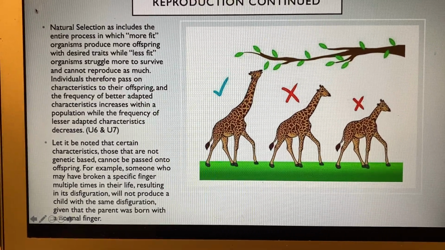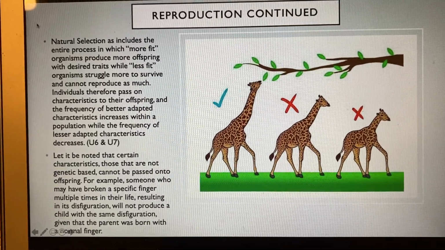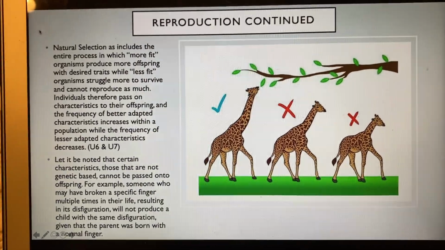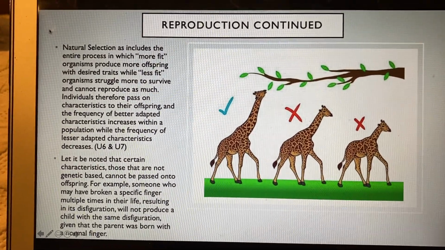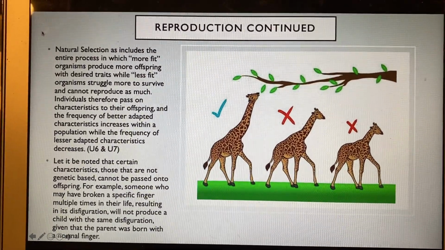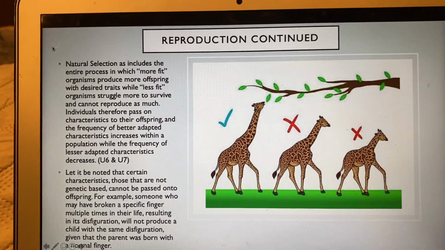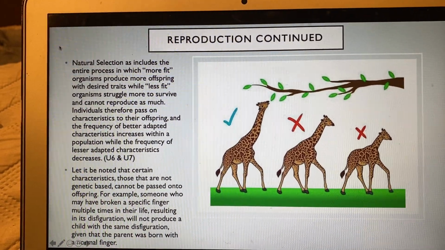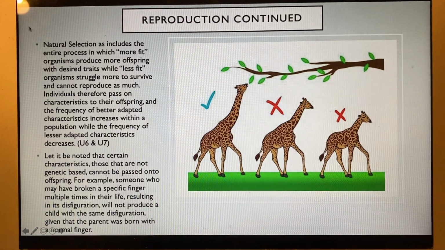Now, let it be noted that certain characteristics that are not genetic based cannot be passed on to offspring. So someone who may have broken a specific finger, and I came up with this example myself because my dad used to play basketball, and he broke his pinky finger multiple times, and it is now kind of disfigured. It's not straight and aligned like the rest of his fingers are, because the pinky did not heal correctly after that repeated basketball injury.